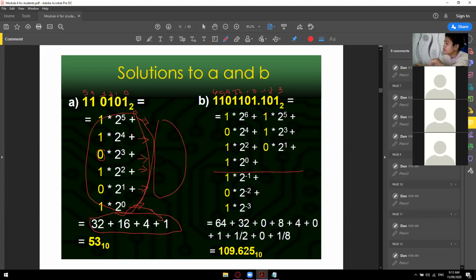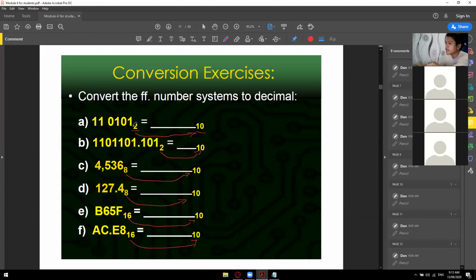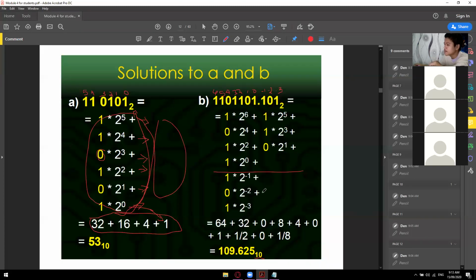And then, one more thing, do not forget to put the base. So eto, ang hinihingi sa atin is i-convert natin tong binary to decimal. So we have to put the base 10 sa final answer natin. So that's why we also have the base 10 here.